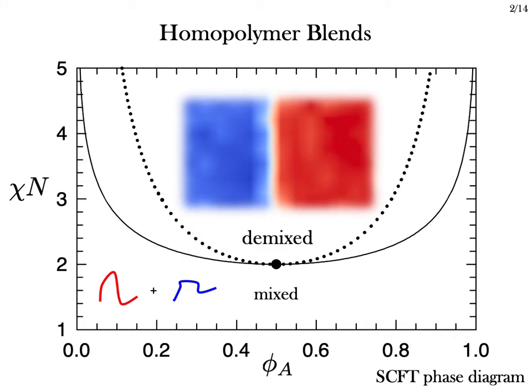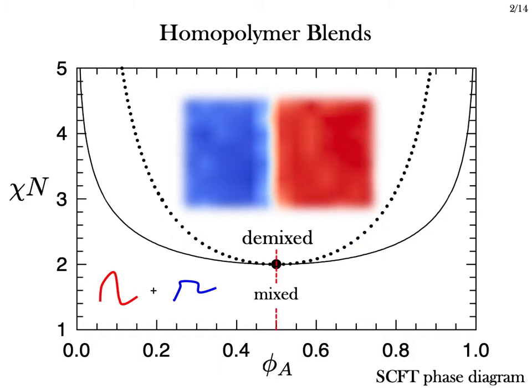The mean field phase diagram is shown here in terms of the interaction strength given by the Flory-Huggins interaction parameter chi-n on the vertical axis, and the volume fraction of A homopolymers, phi A, on the horizontal axis. At low interaction strength, equivalent to high temperature, the polymers mix together. At higher interaction strength or lower temperature, they phase segregate into an A-rich region and another B-rich region.